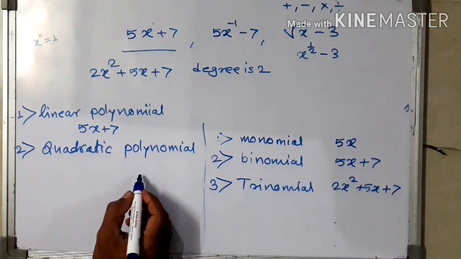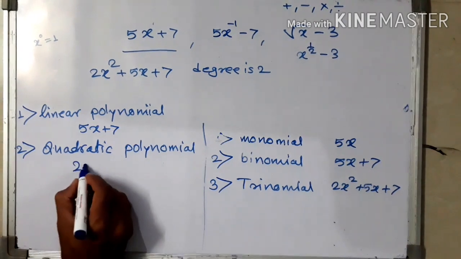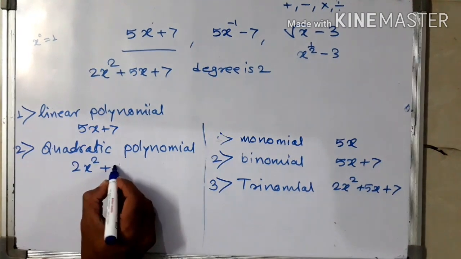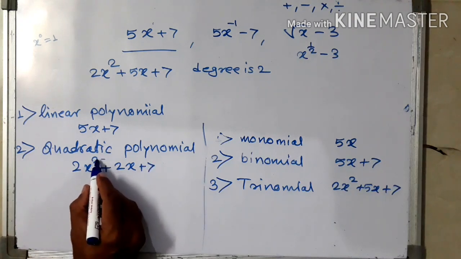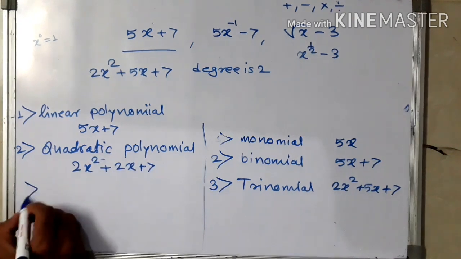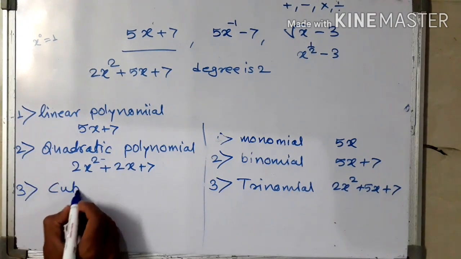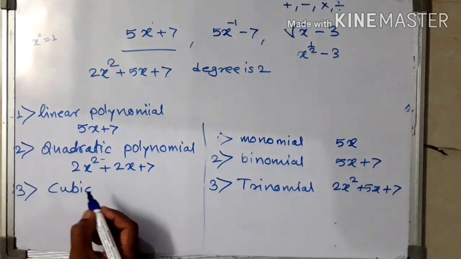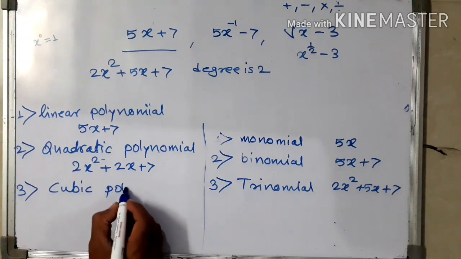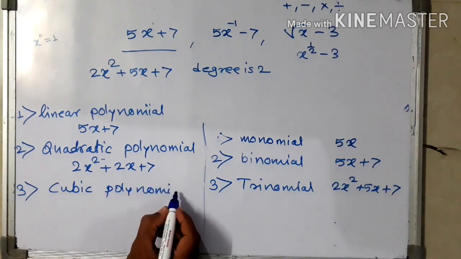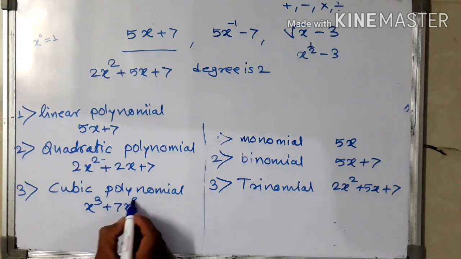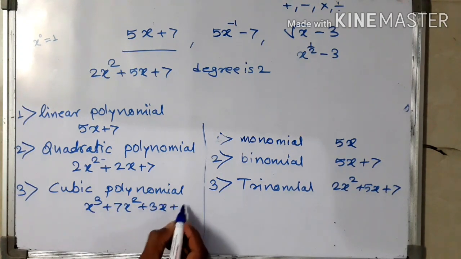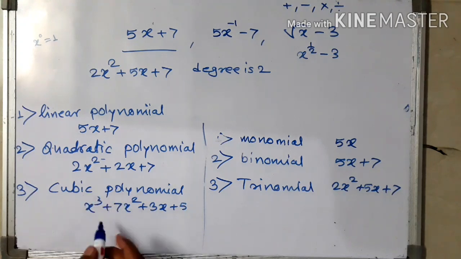In a quadratic polynomial, the degree is 2. Degree means the highest power of the variable. Here the highest power of the variable is 2, so it is a quadratic polynomial. Third is cubic polynomial. This is a cubic polynomial because the degree of that polynomial is 3.